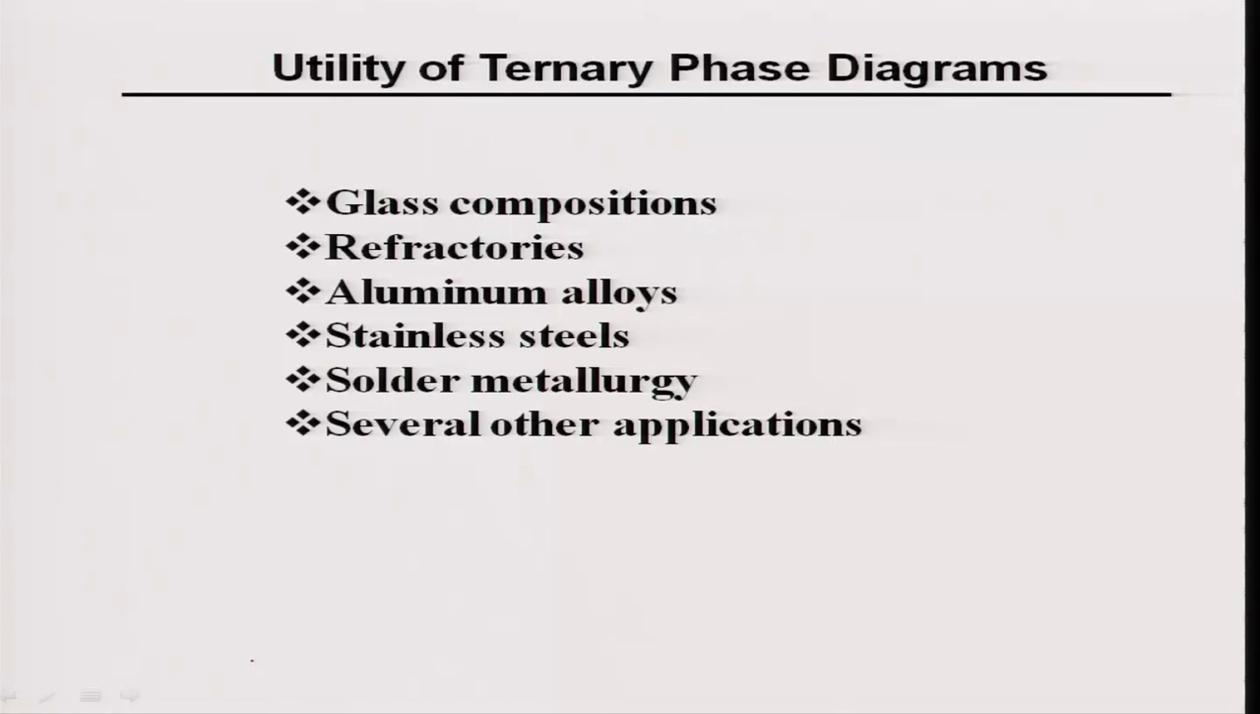Another important alloy system which is ternary is stainless steel. I have already told you that I am going to discuss stainless steel in ternary phase diagrams. So, stainless steel consists of iron, chromium and nickel as the majority elements. Carbon is present, obviously, in steel, but at a very low concentration. So, you know that stainless steel is actually a ternary system.